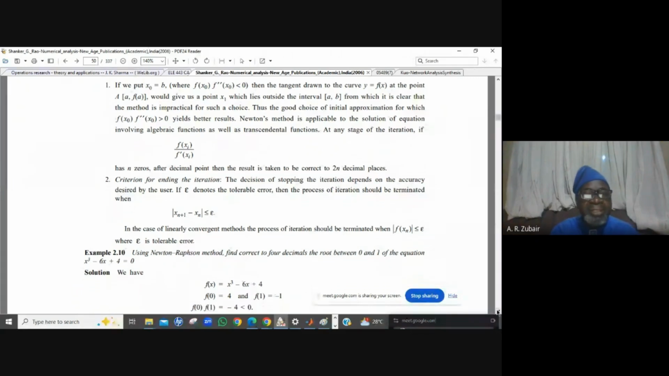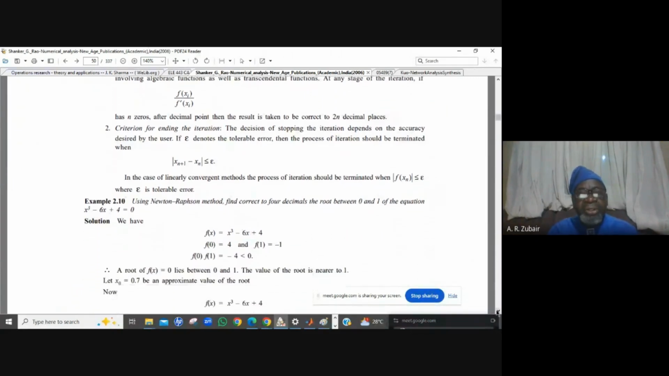So let's discuss example 2.10. Using Newton-Raphson method, find correct to 4 decimal places the root between 0 and 1 of the equation.